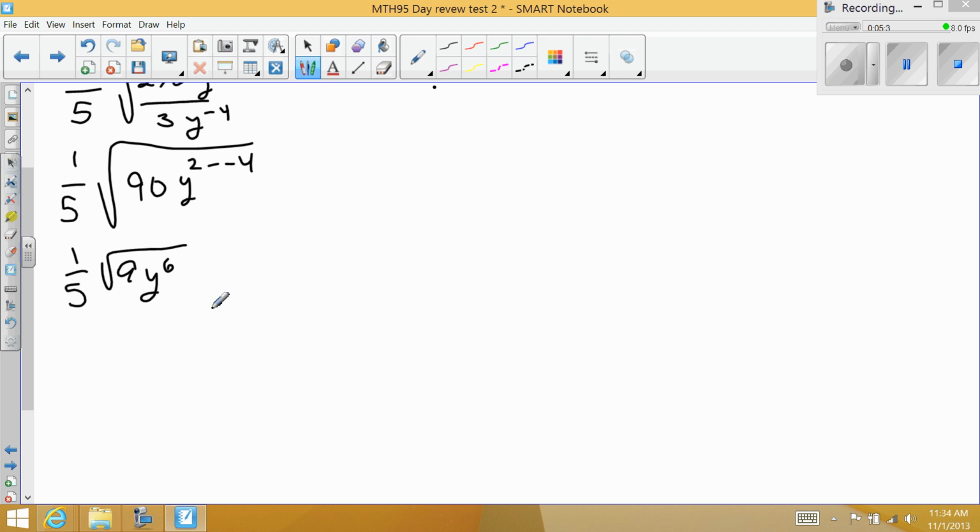Square root of 9, that's nice, that's a 3. And the square root of y to the 6th is going to be a y cubed, as the understood index of 2 goes into 6 3 times. And so my final answer, 3/5 y cubed.